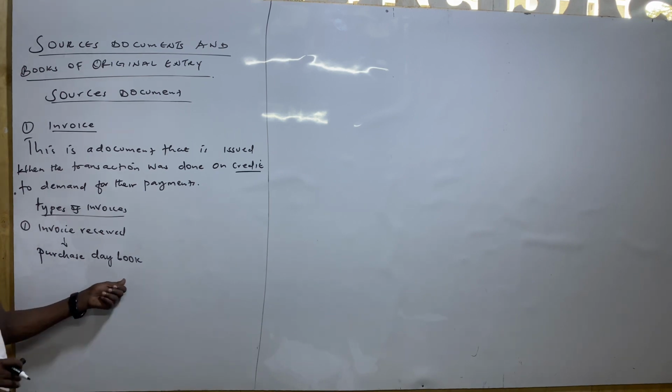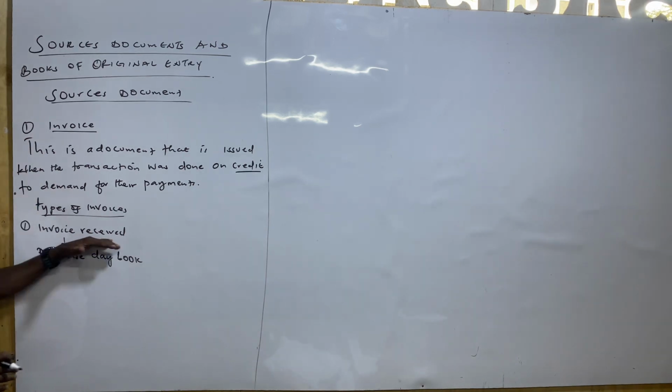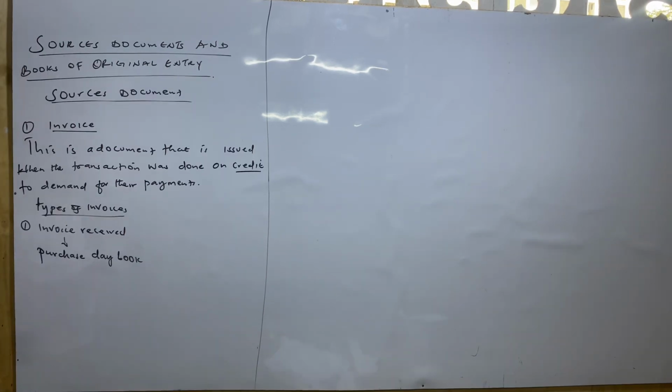Because the purchase day book, we'll be talking about this one later. The purchase day book talks about credit purchases, okay? So, the kind of invoice we are going to source from this book, or when you want to record things on this book, where we are going to write from is what we normally call the invoice receipt. Understand that?